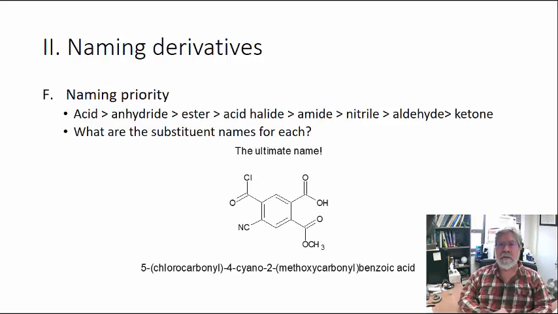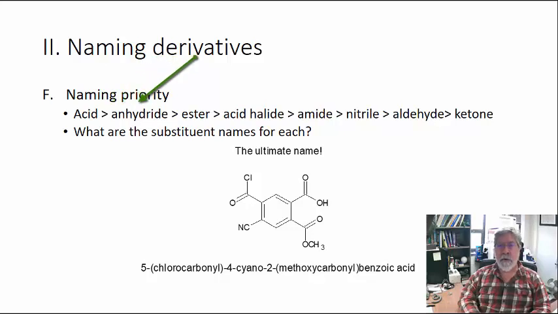The final topic, naming priority. This is it. This is the final order of nomenclature. I don't think we'll get to anything else this semester. And so, for compounds that have multifunctional groups, like the ultimate name that I have here on the slide, the priority is, if there is a carboxylic acid, it precedes everything else. And the order after that, you see that. I don't really need to read it, but I feel somehow compelled.